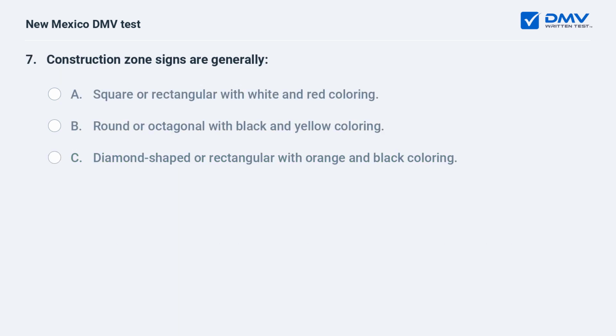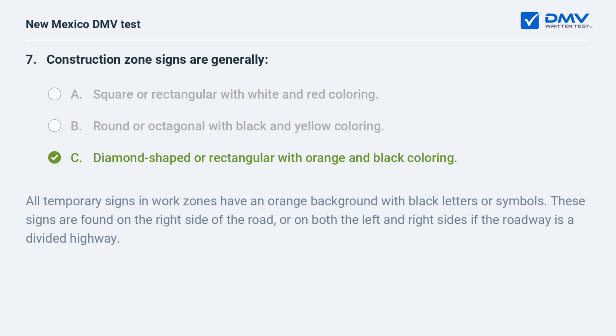Construction zone signs are generally A. Square or rectangular with white and red coloring. B. Round or octagonal with black and yellow coloring. C. Diamond-shaped or rectangular with orange and black coloring. C. Diamond-shaped or rectangular with orange and black coloring. All temporary signs in work zones have an orange background with black letters or symbols. These signs are found on the right side of the road or on both the left and right sides if the roadway is a divided highway.